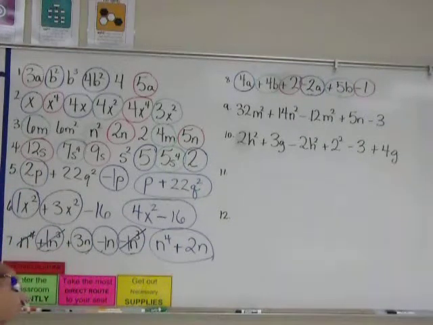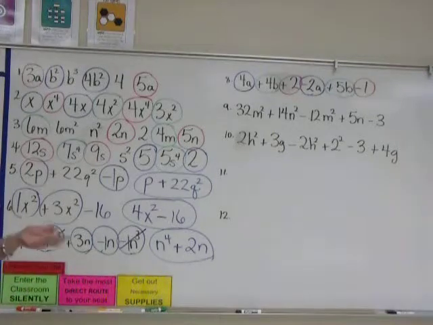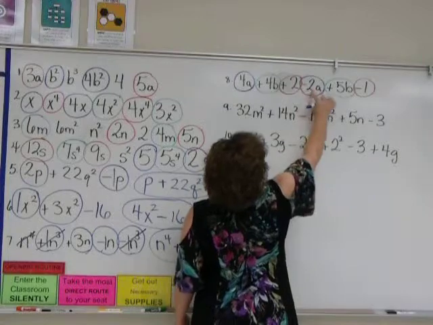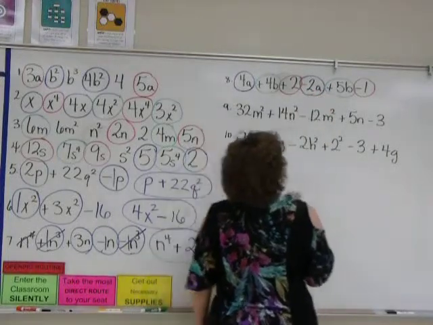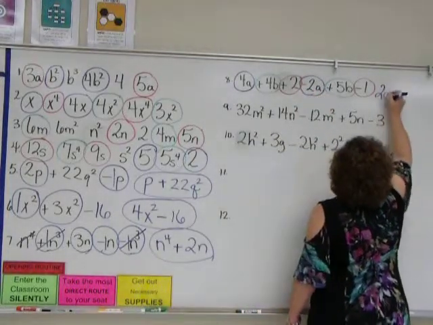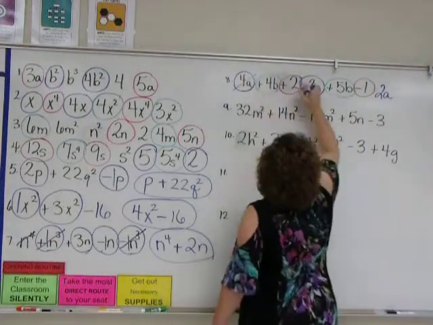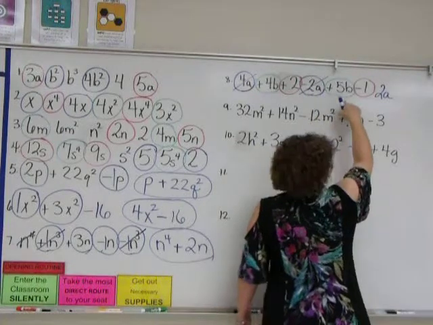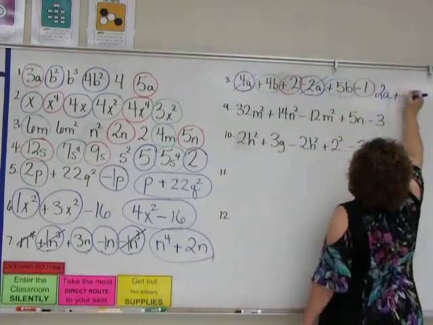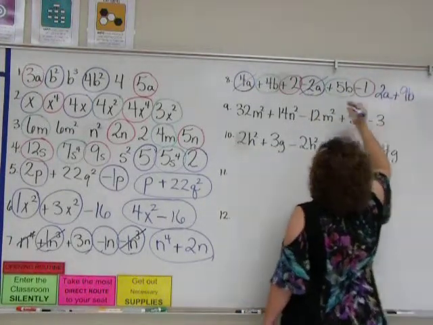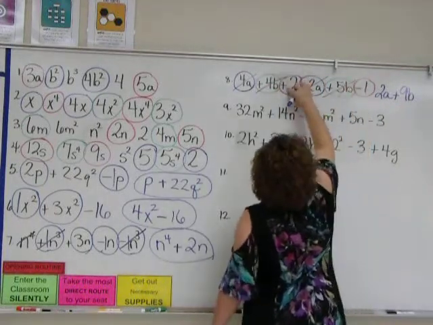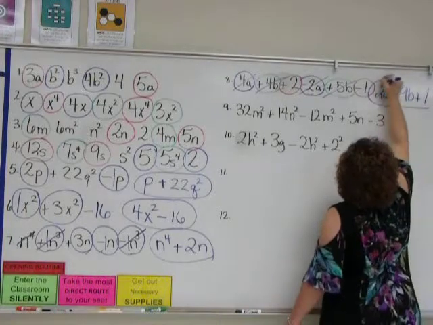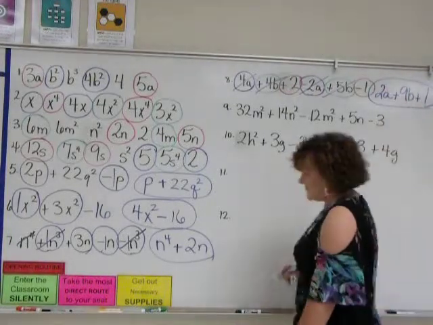So I would start out by combining my A's. If I have 4 A's and I take away 2 A's, how many A's do I have? I have 2 A's. If I have 4 B's and I add 5 B's, how many B's do I have? 9 B's. And if I have 2 and I take away 1, how many do I have? 1. That's the answer to number 8.